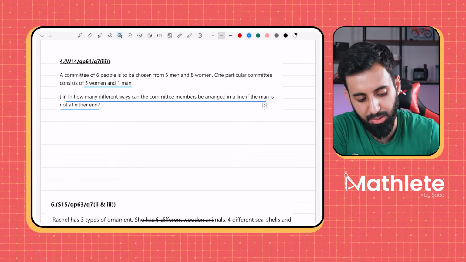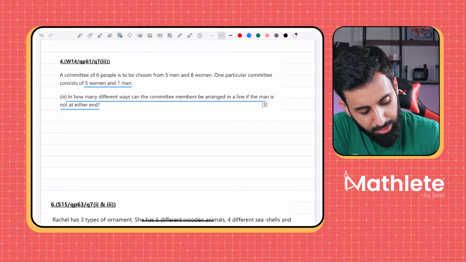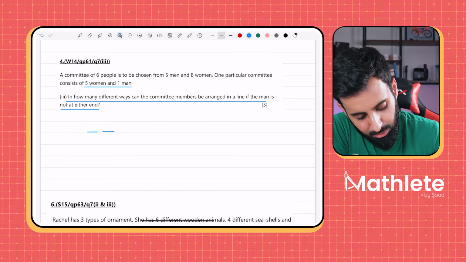Okay, so this has already been done. We're just focusing on, like I said, a very specific part. So how many people are we talking about? We're talking about 6 people. So let's make 6 blanks: 1, 2, 3, 4, 5, 6.